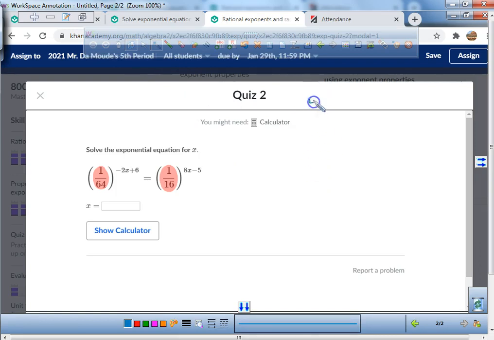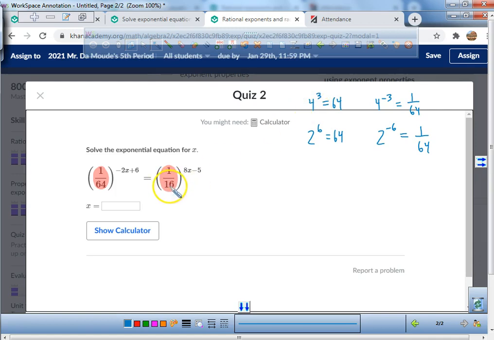So watch this. 4 cubed is 64. And 2 to the power of 6 is also 64. Well, 4 to the power of negative 3 is 1 over 64, and 2 to the power of negative 6 would also be 1 over 64. So I can actually use a 4 or a 2.